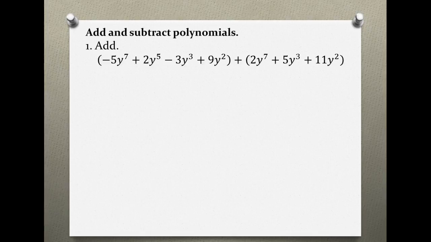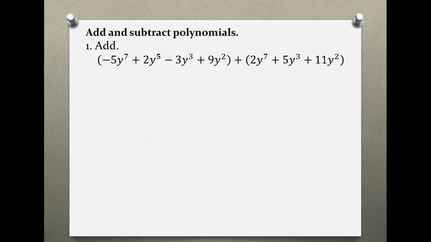and subtract polynomials. Problem number 1, add. So we have negative 5y to the 7th power plus 2y to the 5th power minus 3y to the 3rd power plus 9y to the 2nd power, and all that is added to 2y to the 7th power plus 5y to the 3rd power plus 11y to the 2nd power.